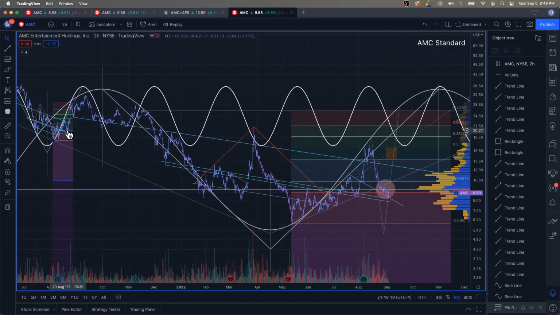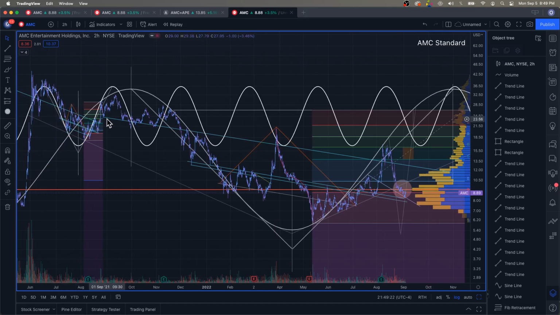But the point I'm making is this is definitely a similar region, right? You can see that this would be the platform, right? And this is kind of where it rejected. So it comes up here, creates this platform. This is where it rejects. It tests it again, right? And then it comes up here and it finds support, but it comes back down through it.